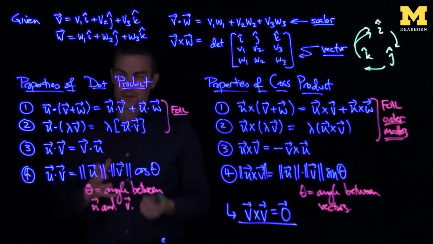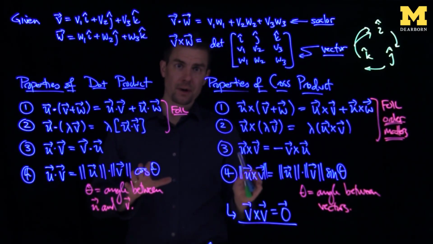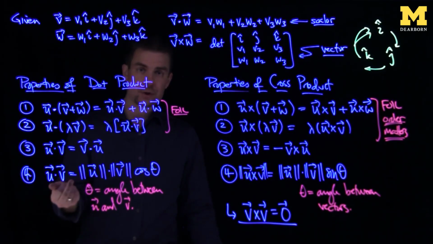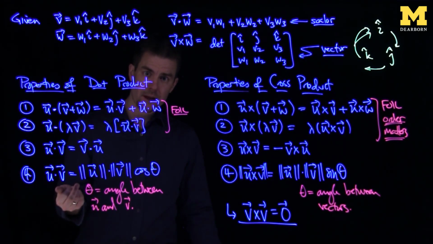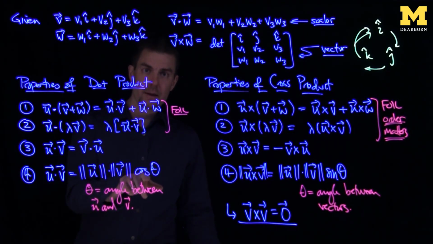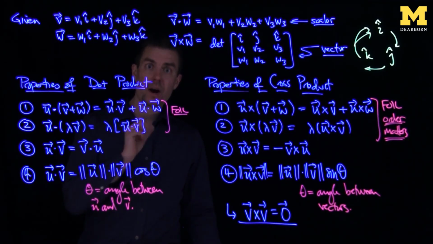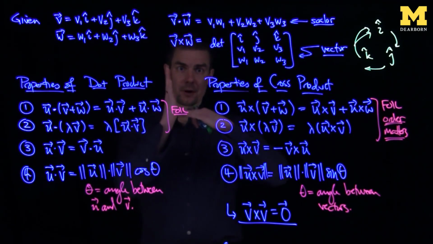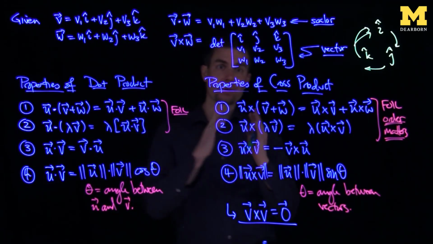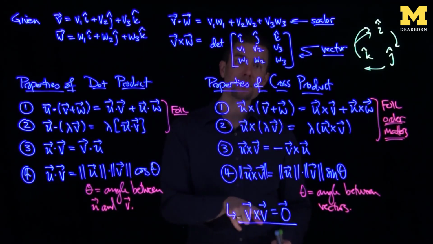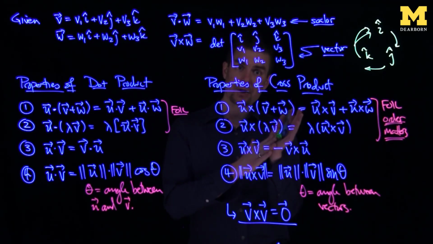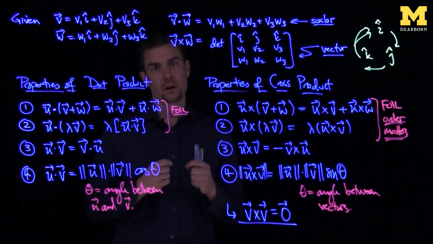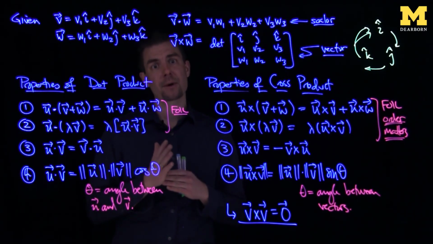So what we can see is, in some sense, the dot product and the cross product act in opposite directions of each other. When the vectors u and v are perpendicular, then theta will be pi over 2, and the dot product will be 0. So the dot product is 0 when the vectors are perpendicular to each other. The cross product is 0 when the vectors are in the same direction. So if the vectors are in the same direction, the cross product will be 0. If the vectors are perpendicular, the dot product will be 0.